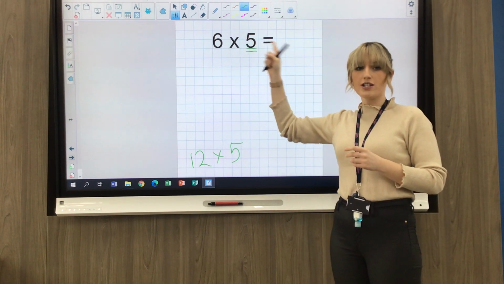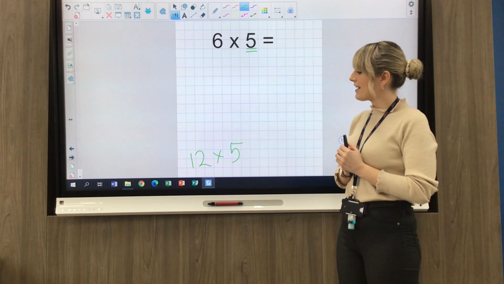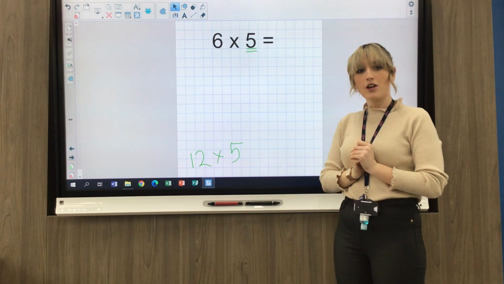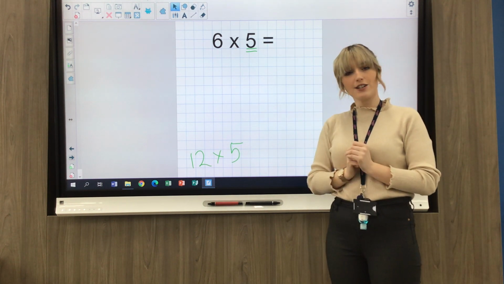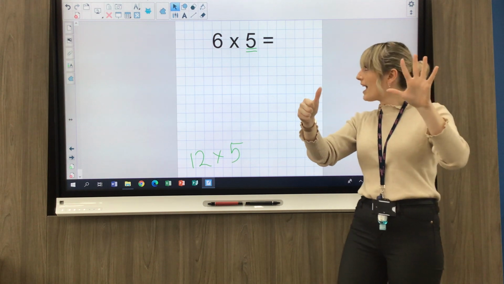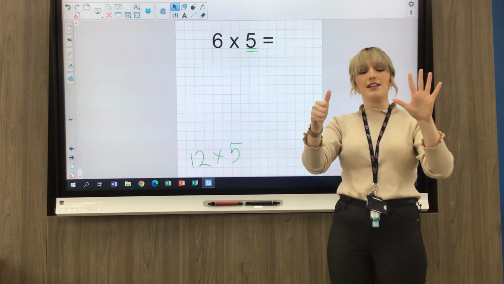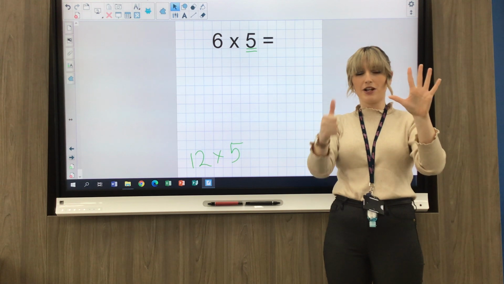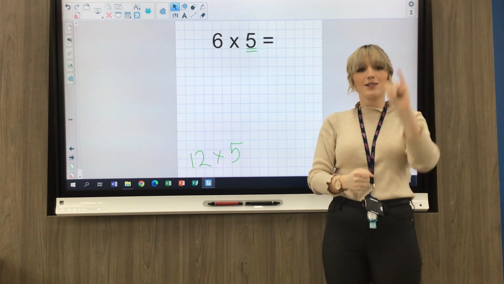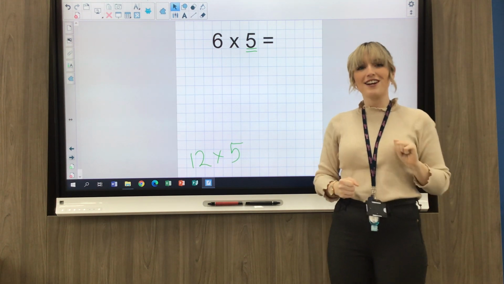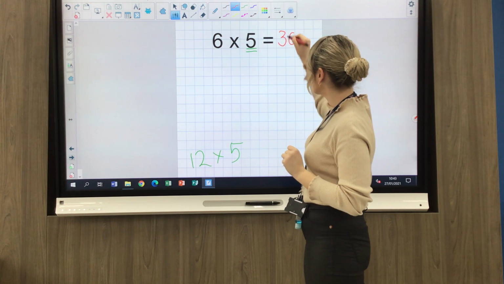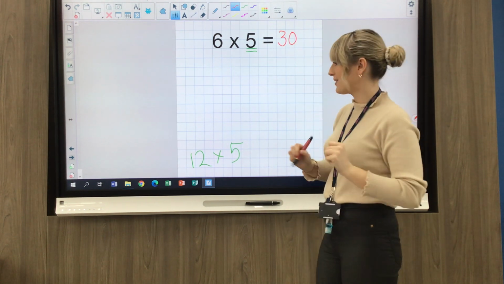So I'm not going to draw 6 lots of 5. Okay, I'm going to count in my 5 times table. So we want to see what 6 lots of 5 is. So show me 6. Do it with me. Okay, and we're counting in 5s. So are you ready? So we're going to go 5, 10, 15, 20, 25, 30. Well done if you said that one with me. So 6 lots of 5 is 30.